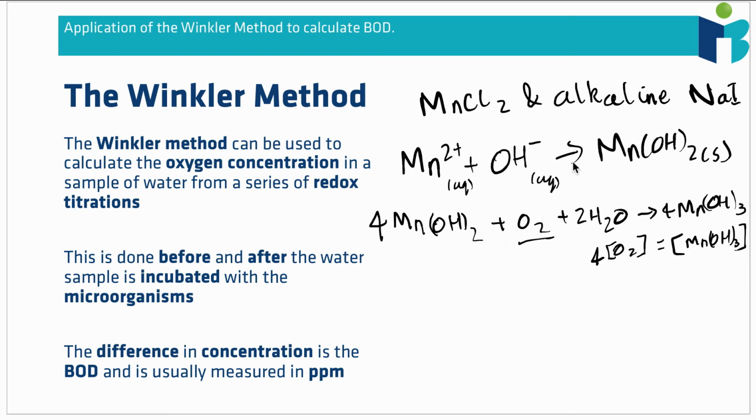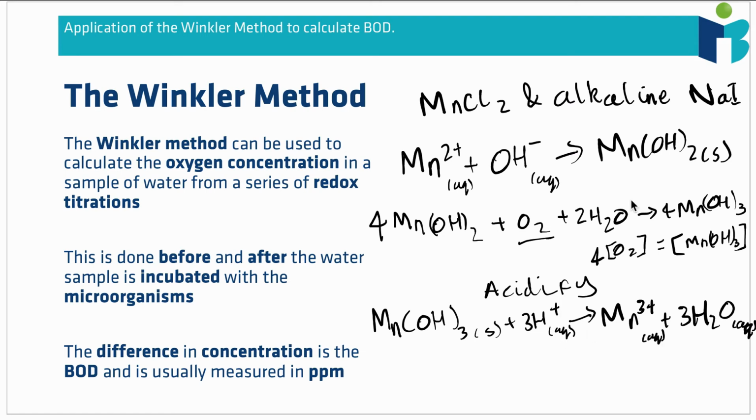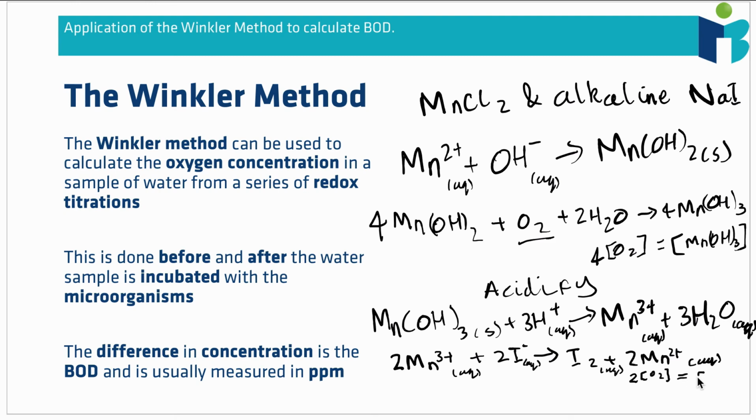Then just before analysis, we acidify this solution containing our manganese species and our sodium iodide. When we acidify, our manganese trihydroxide is neutralized. And that Mn3+ then reacts with the iodide from the sodium iodide to form iodine. So 4 moles of oxygen made 4 moles of manganese trihydroxide. 1 mole of manganese trihydroxide made 1 mole of manganese 3+, and then 2 moles of manganese 3+ made 1 mole of iodine. Following those ratios through, we can say that 1 mole of oxygen makes 2 moles of iodine.